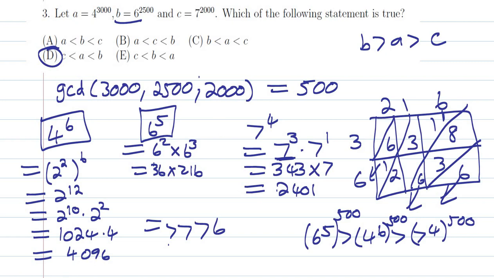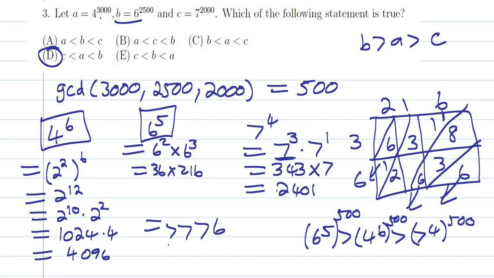So obviously this is an Olympiad problem, and you're not supposed to work out 4 to the power 3000 or 6 to the power 2500 or 7 to the power 2000. You're supposed to find quick ways to order these numbers. So looking at the GCD, we can divide each exponent by 500, and these are things that you can do by hand. Are you guys happy? Can I get smiley faces? The reason for dividing by the GCD is so that we're dealing with smaller numbers.